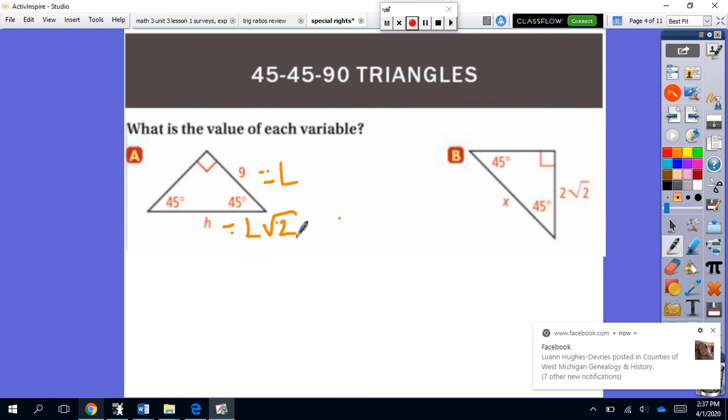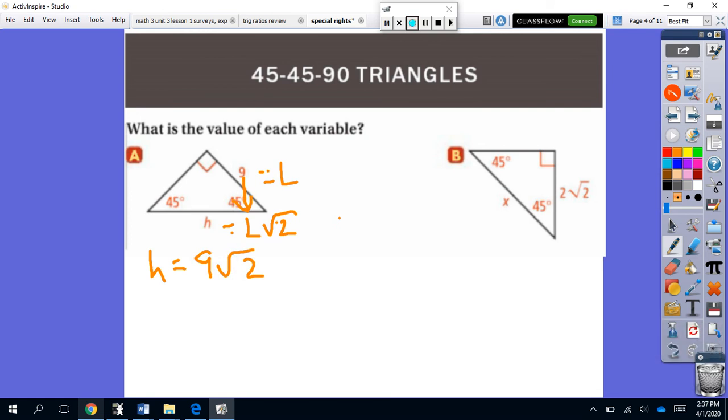Well, let's think about this. I know that L equals 9. So how could I get H? Well, H is just going to be whatever L is times the square root of 2. So H is going to be 9, plugging that 9 in for L, 9 square root of 2. You can leave it just like that. You don't have to do anything else. You will have to simplify radicals in this unit, so you're going to have to get used to this, but for that problem you don't have to.